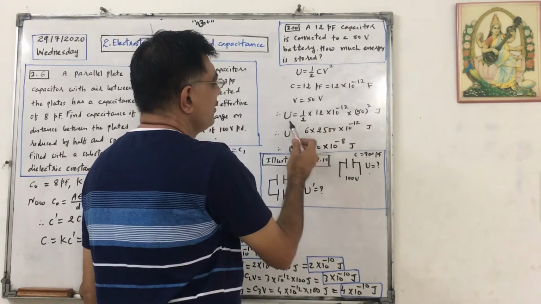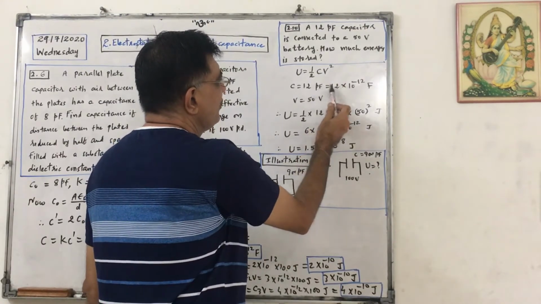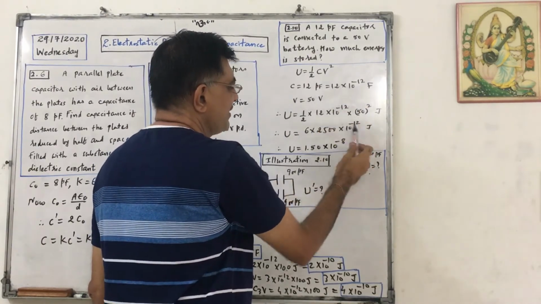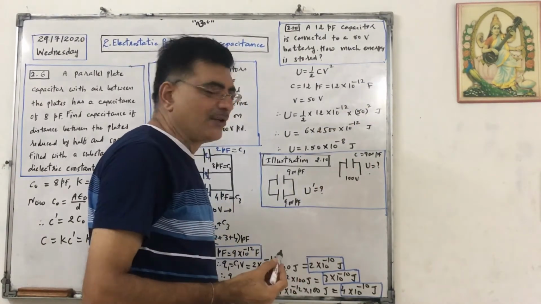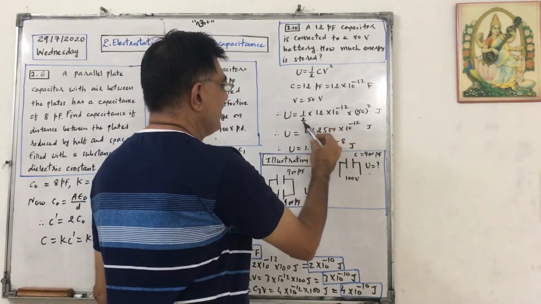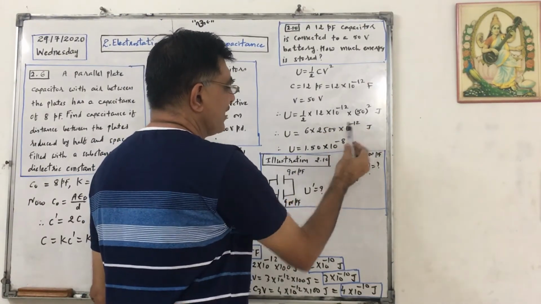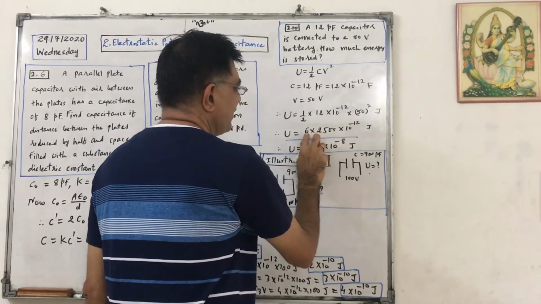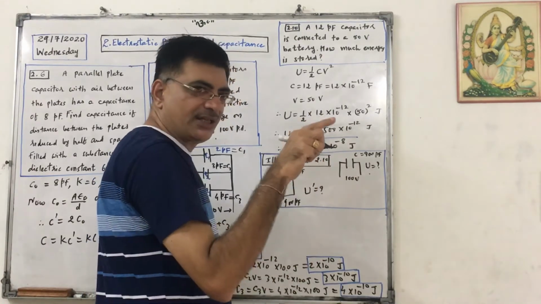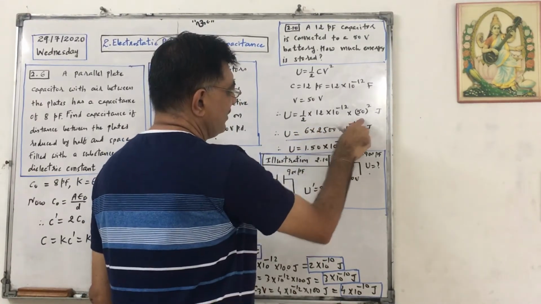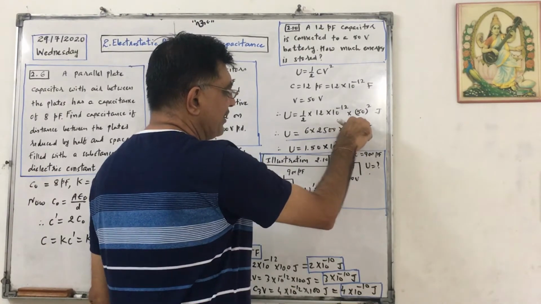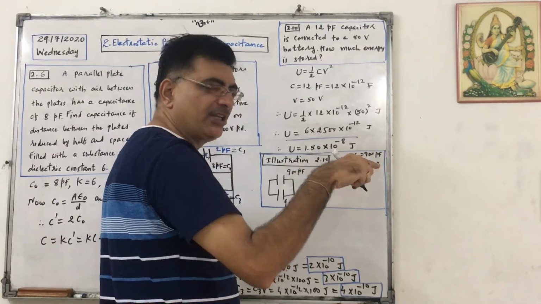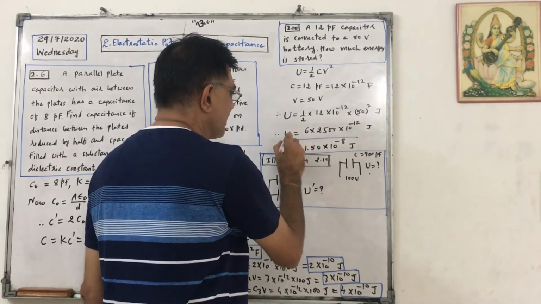V is 50 volt. So putting the values, half into C, that is 12 into 10 raised to minus 12, and this V square, that is 2500. So 12 by 2, that is 6 into 2500 into 10 raised to minus 12 joule. Writing scientifically, 6 into 25, that is 150. So 2 powers, if I subtract the 10 raised to 2, if I add here, it will be 10 raised to minus 10. And 150 into 10 raised to minus 10. So we can write like this.